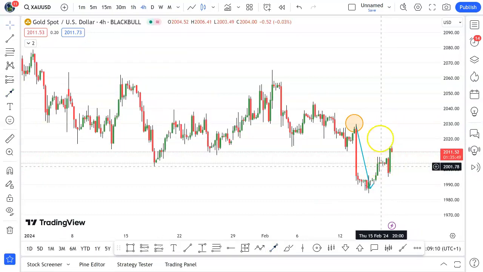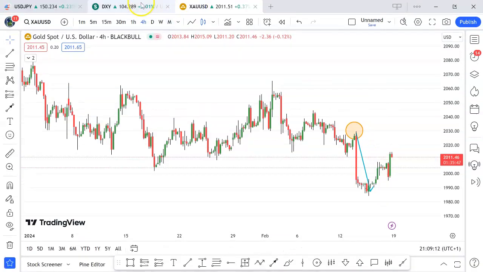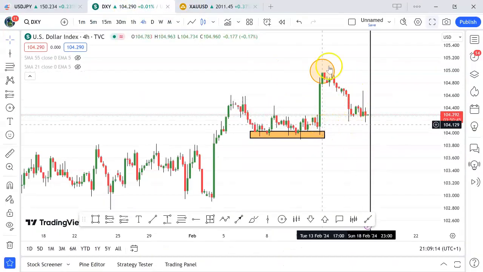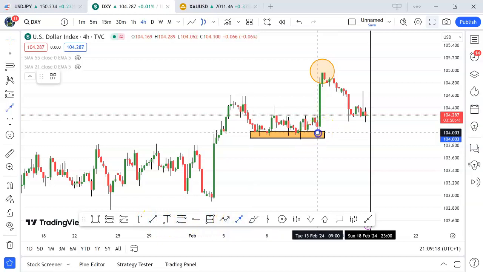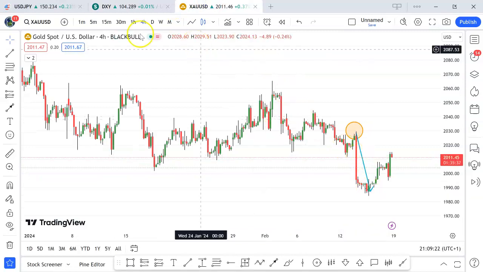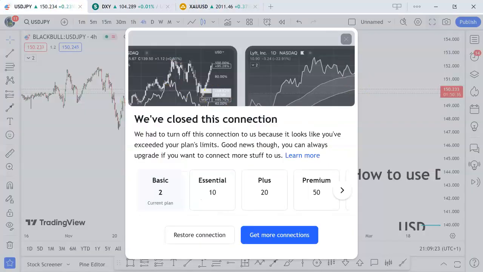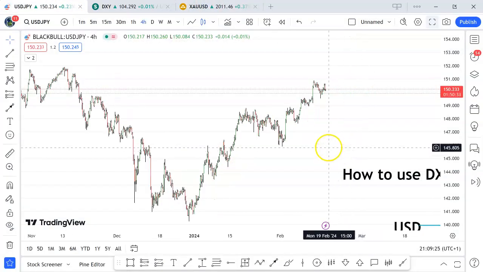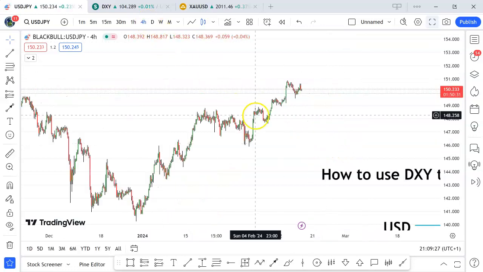And if you check DXY, you will see that DXY was bullish. This same move that happened on DXY, you can see that is the inverse on gold. Gold was dumping. Alright, let's see USD JPY on the 4-hour time frame, guys.